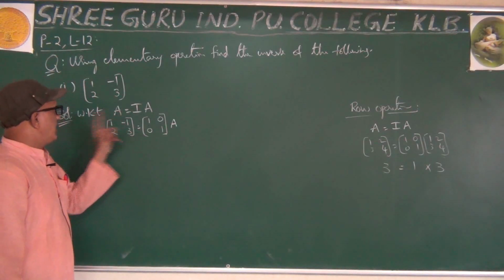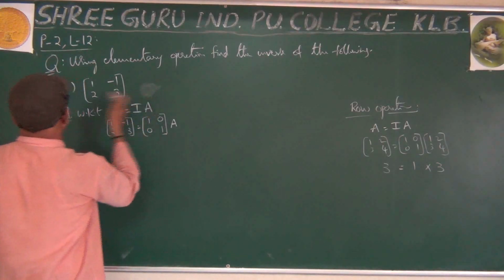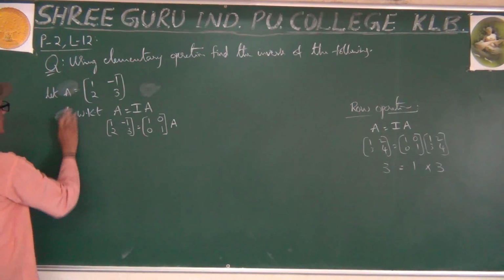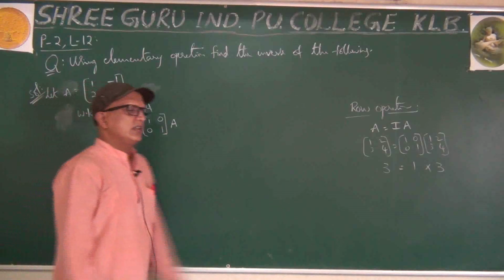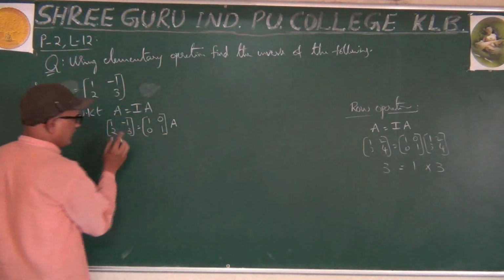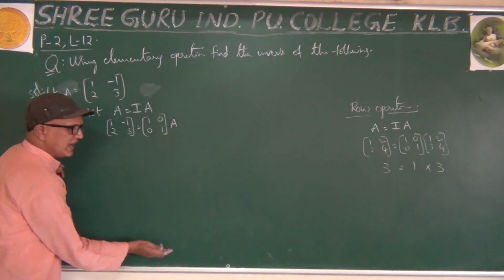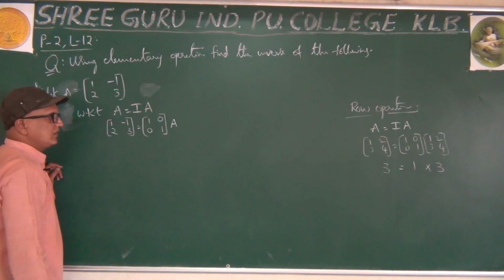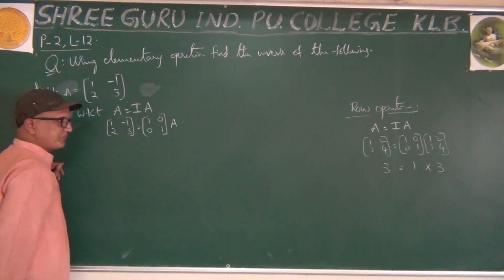Sir, you have written A. What is A? In the solution I start here: let A equal to the given matrix. That itself is the question. Now, sir, you have written A here, why did you keep A as it is? At the end you will understand why we kept it as it is. Okay, so A equal to IA.